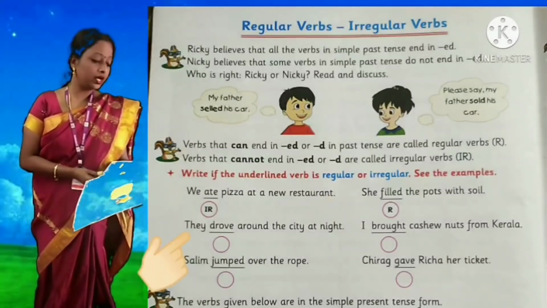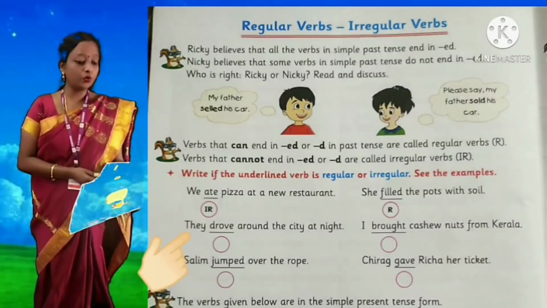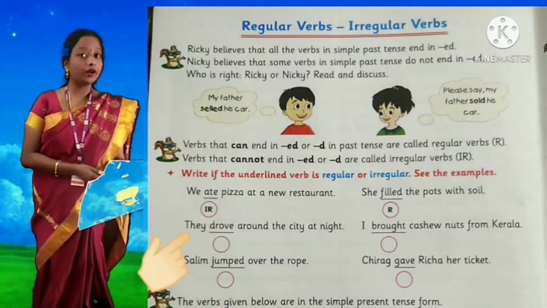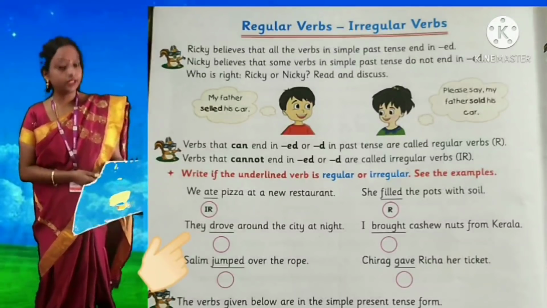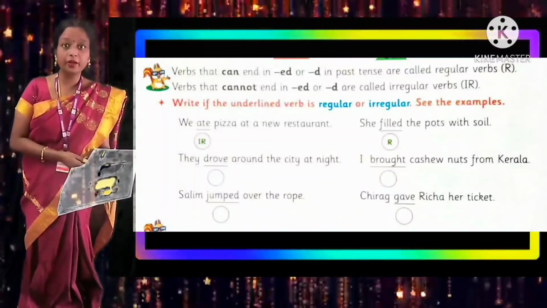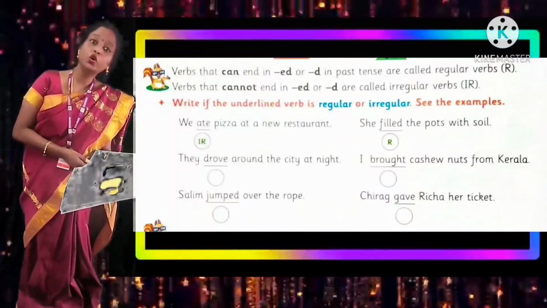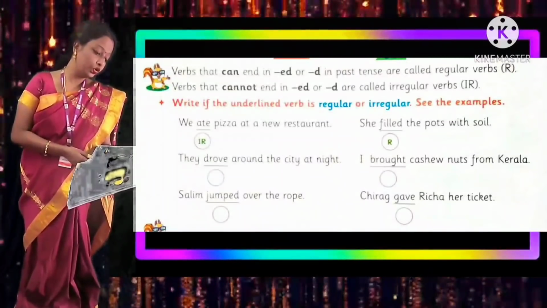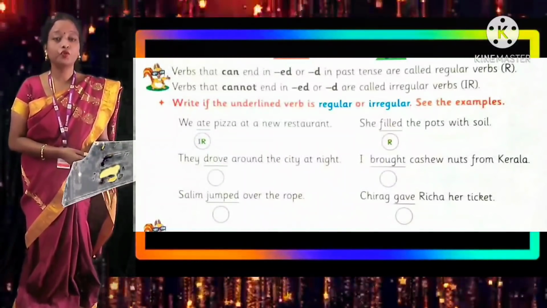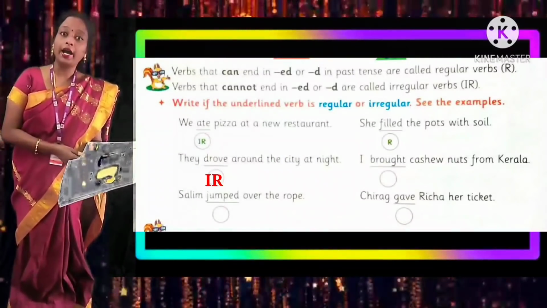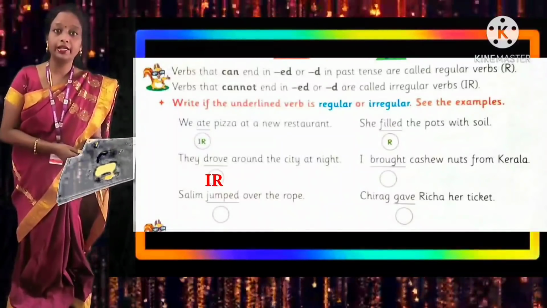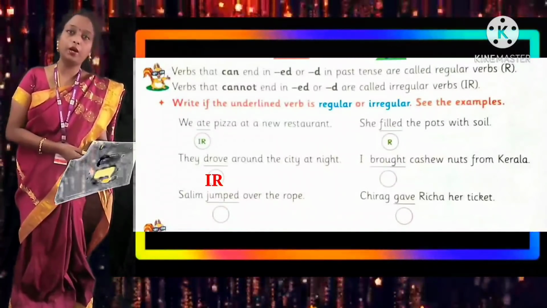Now, next one. They drove around the city at night. Now, the word drive didn't become drived. It became drove. The past tense is drove. So, it is an irregular verb. So, we will be writing there IR. What we will write, children, there? IR. It is an irregular verb.